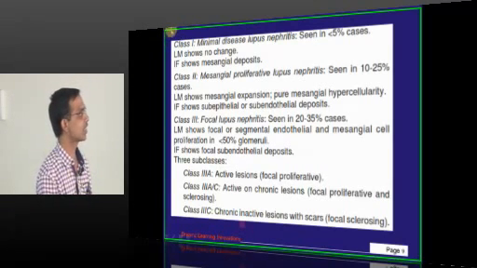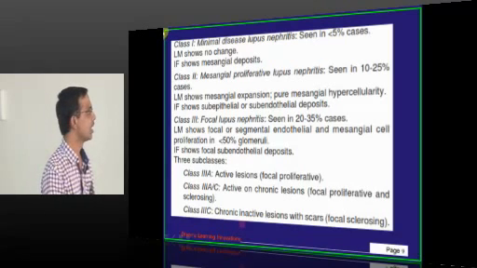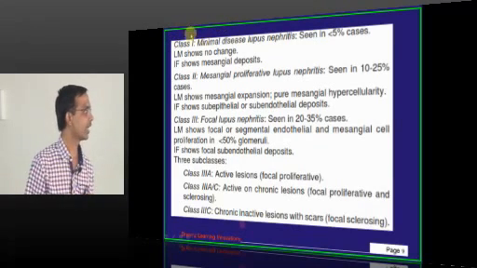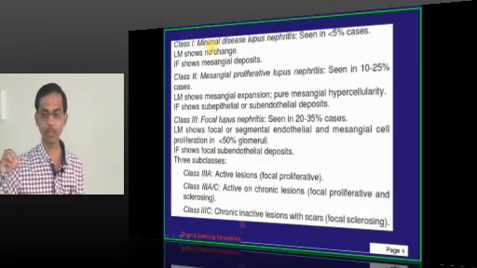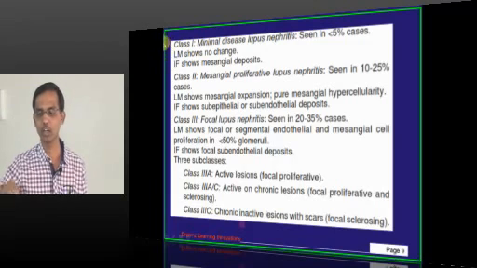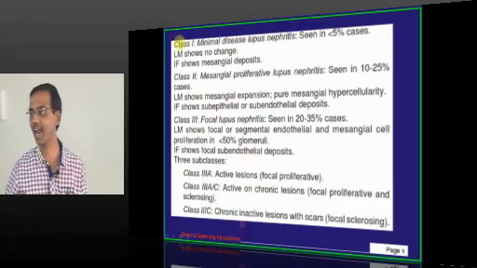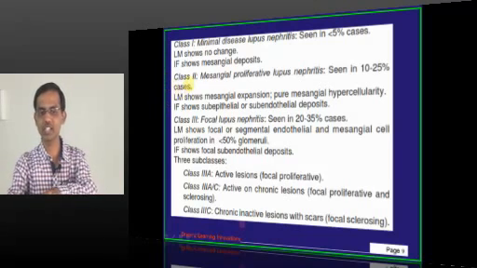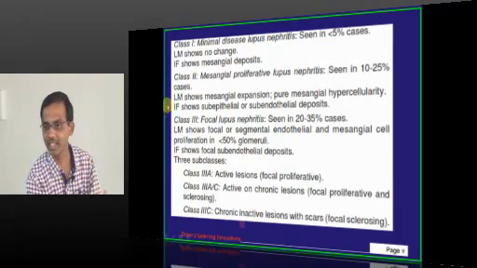Class 3 is further divided as 3A, 3B, 3C. 3B is also called A bar C because it has overlapping features. A is active lesions, C is chronic lesions. Active lesions have proliferative activity at the time of biopsy. Chronic lesions have only some sclerosis and hyalinization, no activity at the time of biopsy. Where chronic changes are there in the background and super added active changes are there, we call it B or A bar C, that is active on chronic. 3A, B, C. Just remember 3 is focal.